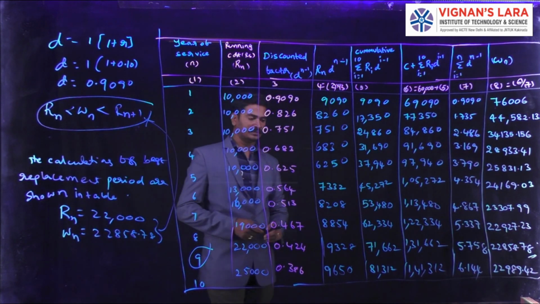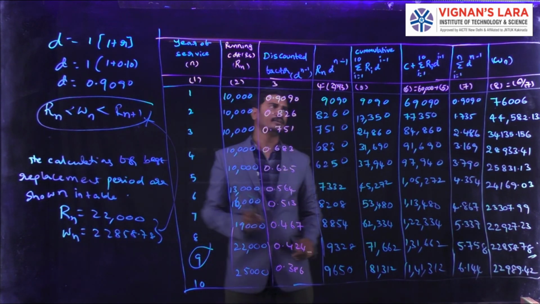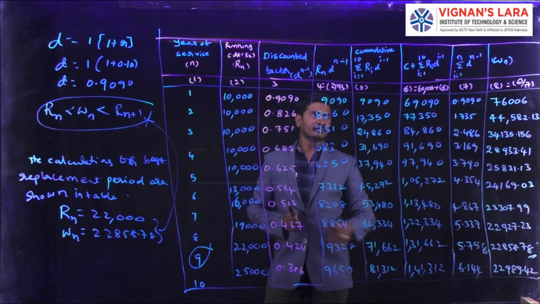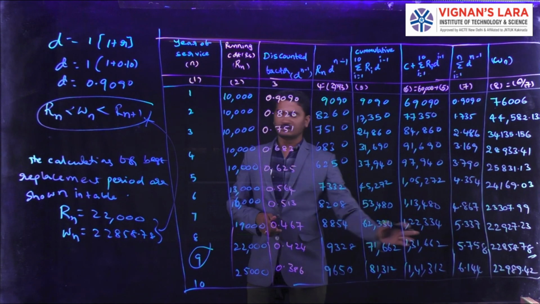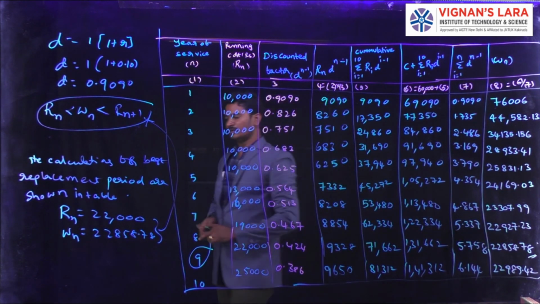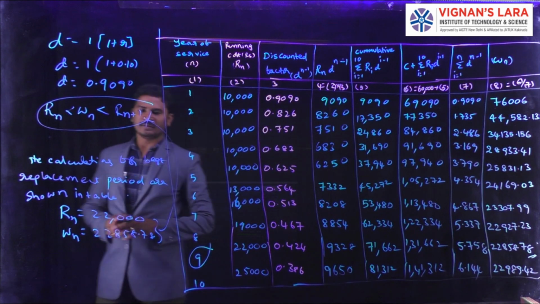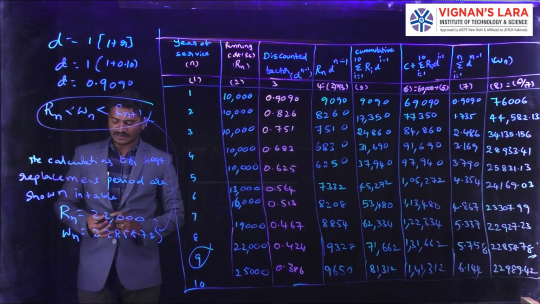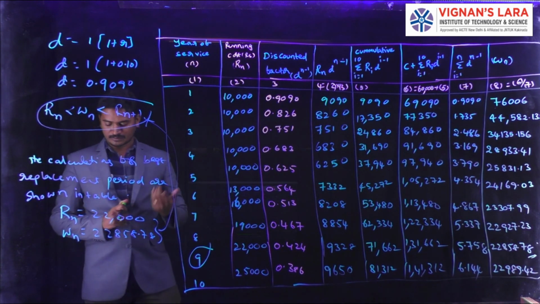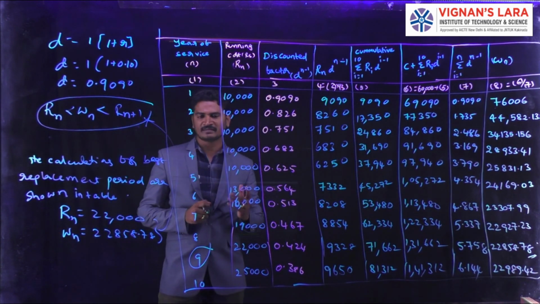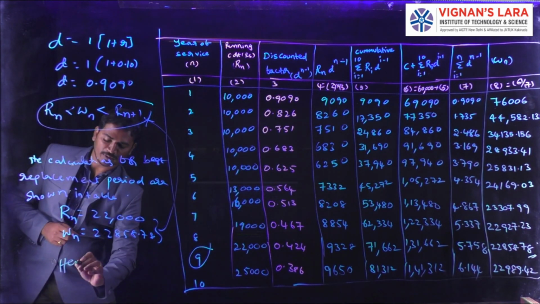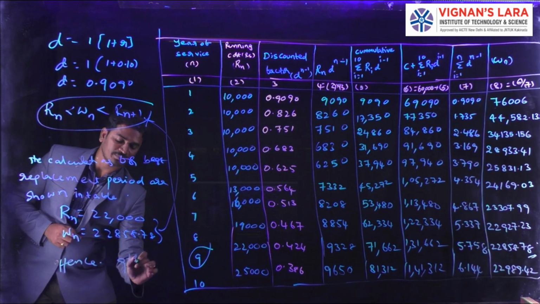Okay, the condition is satisfied. Here Rn plus 1 means the cumulative Rn value. It is also greater compared to this WN value. So simply the condition is satisfied. Rn value is satisfied, hence the equipment needs to be replaced at the ninth year. Okay, hence we are going to replace the equipment at ninth year.